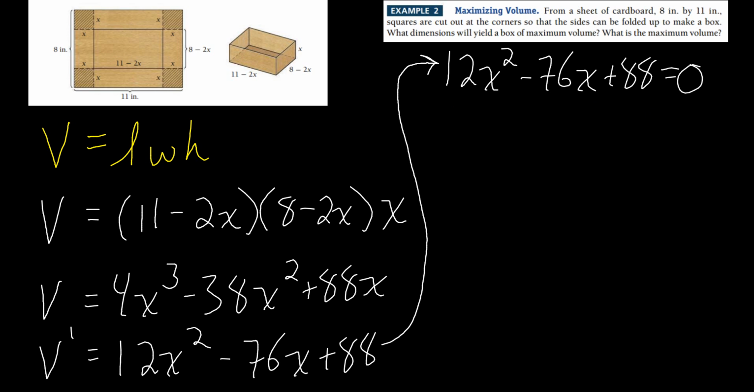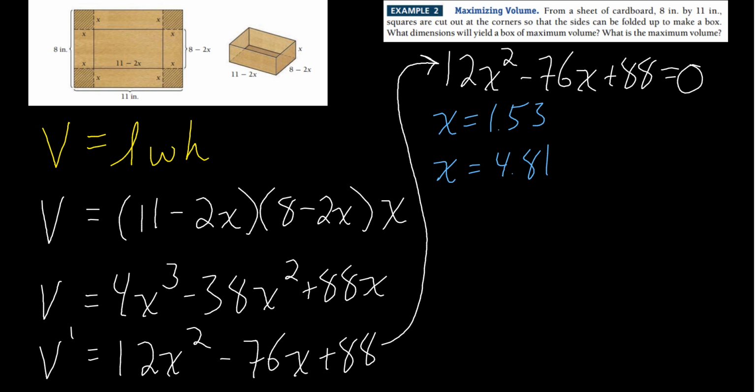So I end up with x equal to 1.53 and x equal to 4.81. Okay, so these are our two critical points, and at this point we have to figure out if each one is a maximum or a minimum.